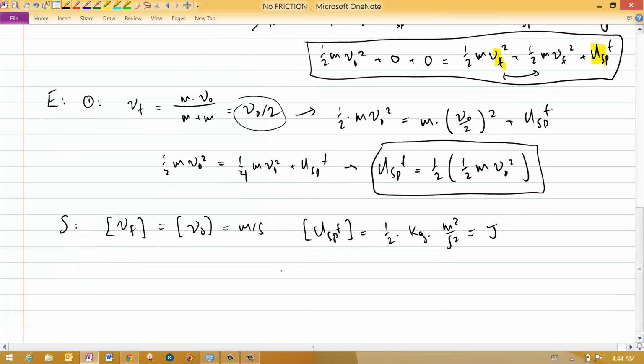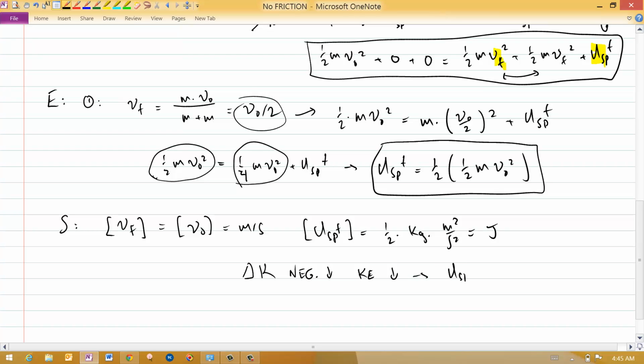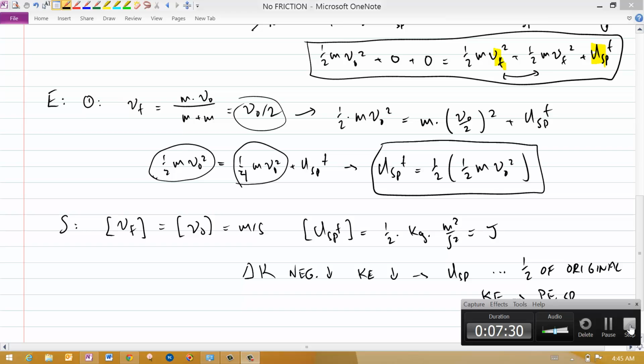The thing that I want to point out here is that in this case, the change of the kinetic energy was negative. The total kinetic energy in the system went down. Here is the initial system kinetic energy. Here is the final system kinetic energy. And the KE that went down wound up exactly in U spring. 1/2 of the original KE went into potential energy of the spring. And that's something that I really want you to keep track of when you're solving problems like this. It's a rule of thumb that you can always count on.